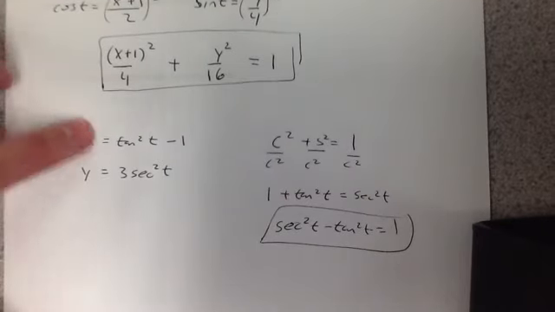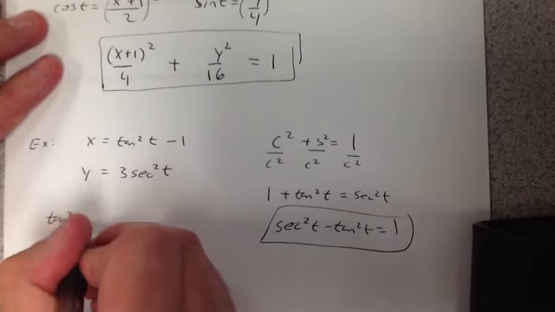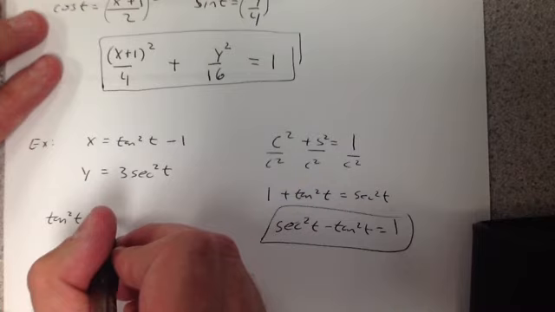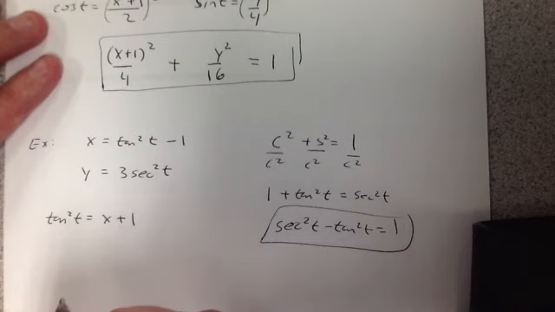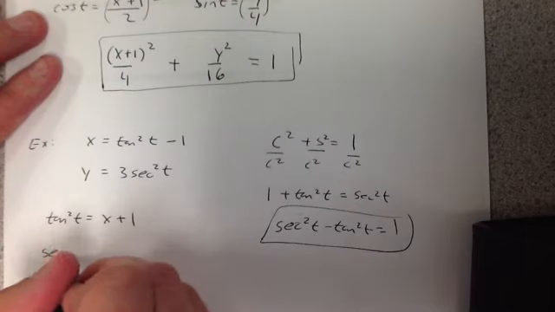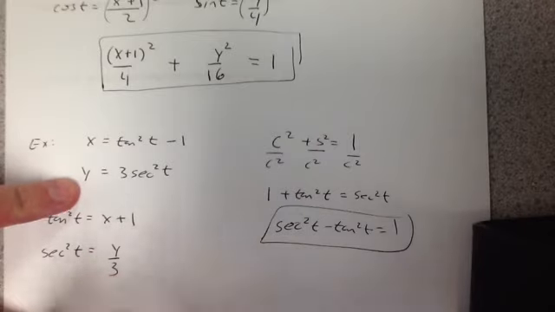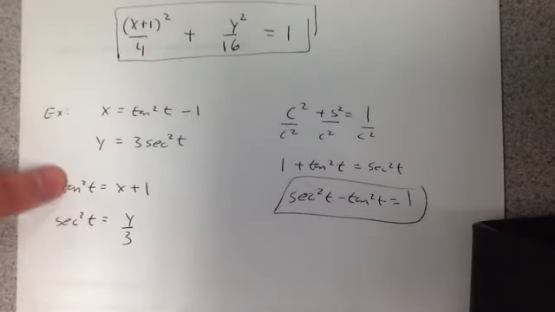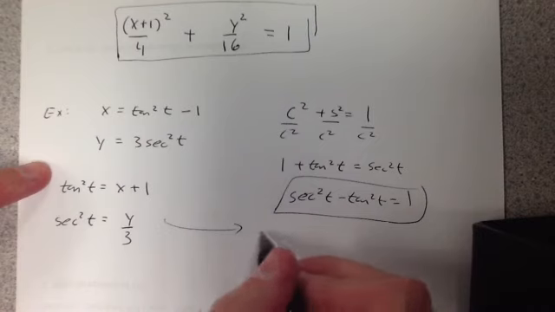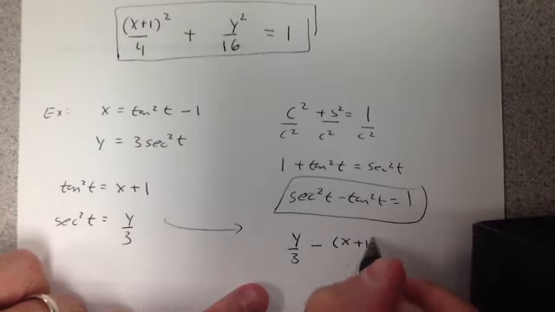So I still have to solve for tangent, and I still have to solve for secant. Tangent squared of t will equal x plus 1, and we get the secant squared of t equals y over 3. Now notice, unlike the last one, do we have to square them? No, they're already squared. So I can just plug this in. My rule: secant squared, y over 3, minus my tangent squared, x plus 1, equals 1.